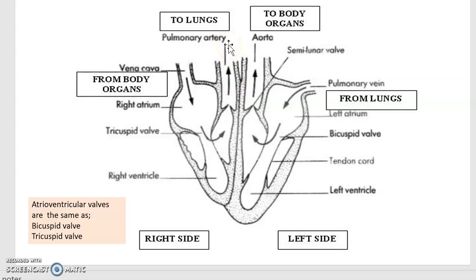Now, hopefully that's all pretty clear. Just a word of note, the atrioventricular valves are exactly the same thing as the bicuspid and the tricuspid valve. This is one overarching name for both of those. So the bicuspid valve is found on the left side and the tricuspid on the right side.